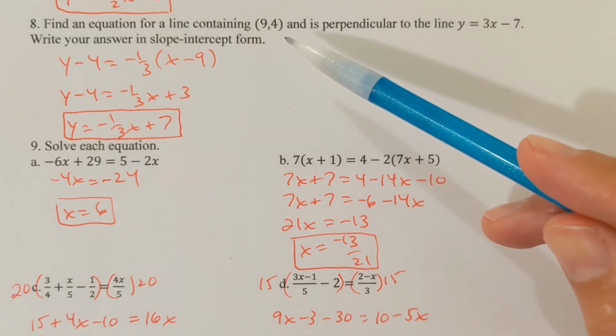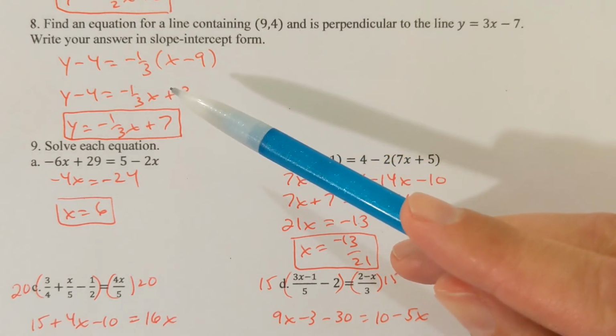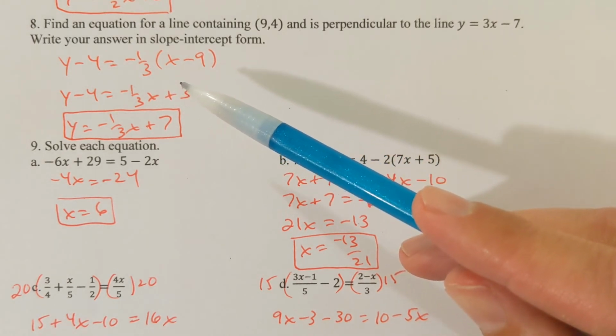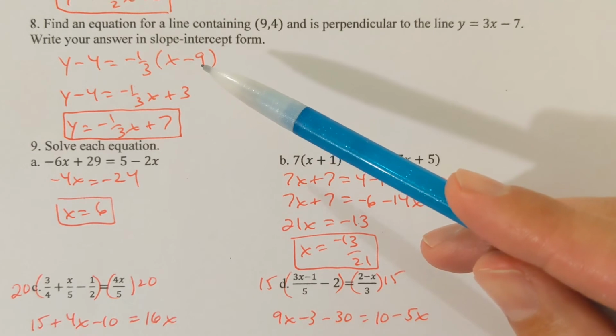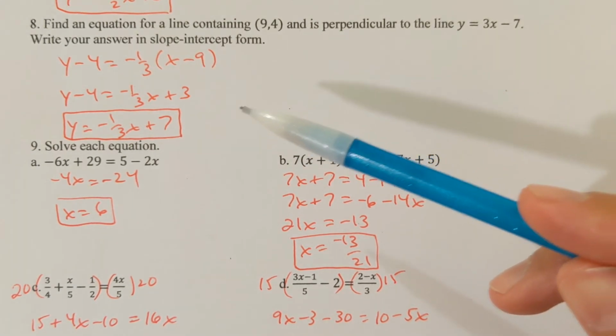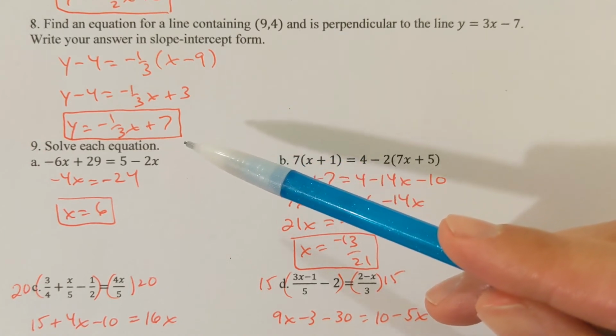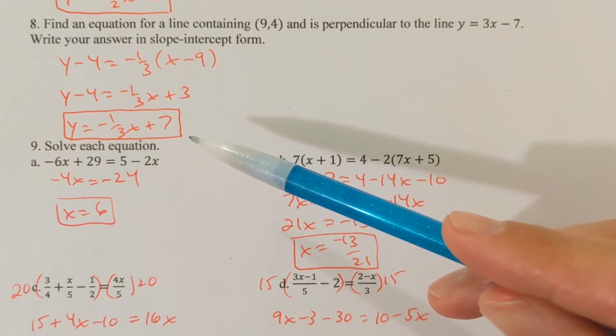y1 is 4, x1 is 9. So y minus 4 is equal to negative 1/3 times x minus 9. And y minus 4 equals negative 1/3 x plus 3. So when I add 4 to both sides, y is equal to negative 1/3 x plus 7.